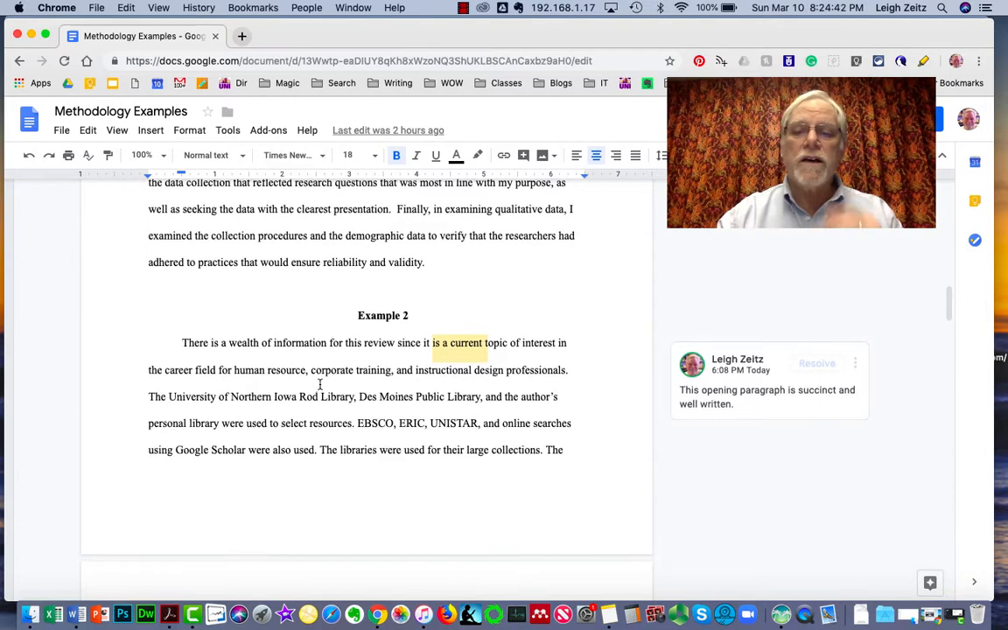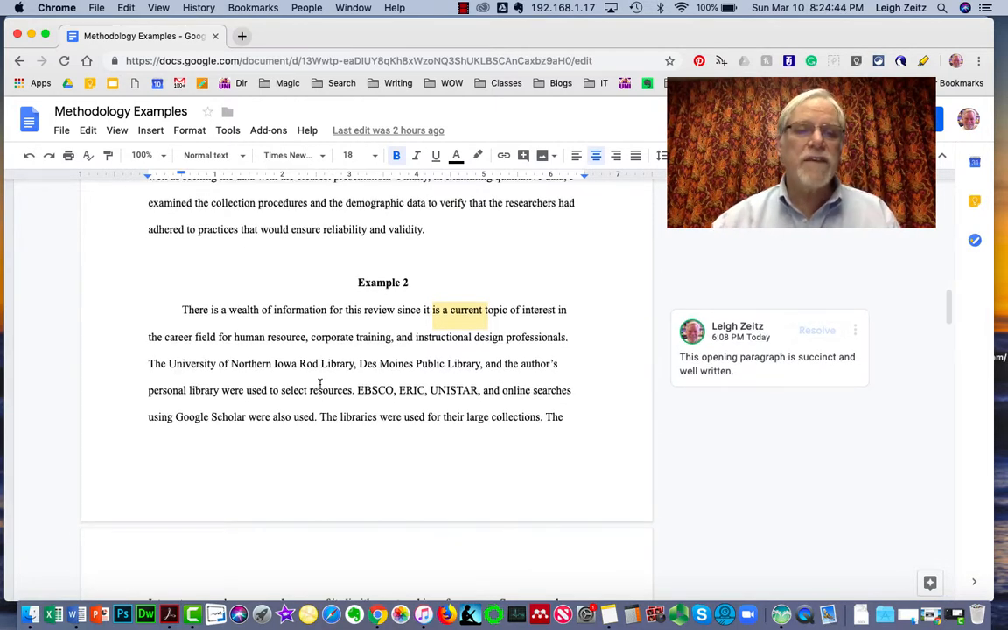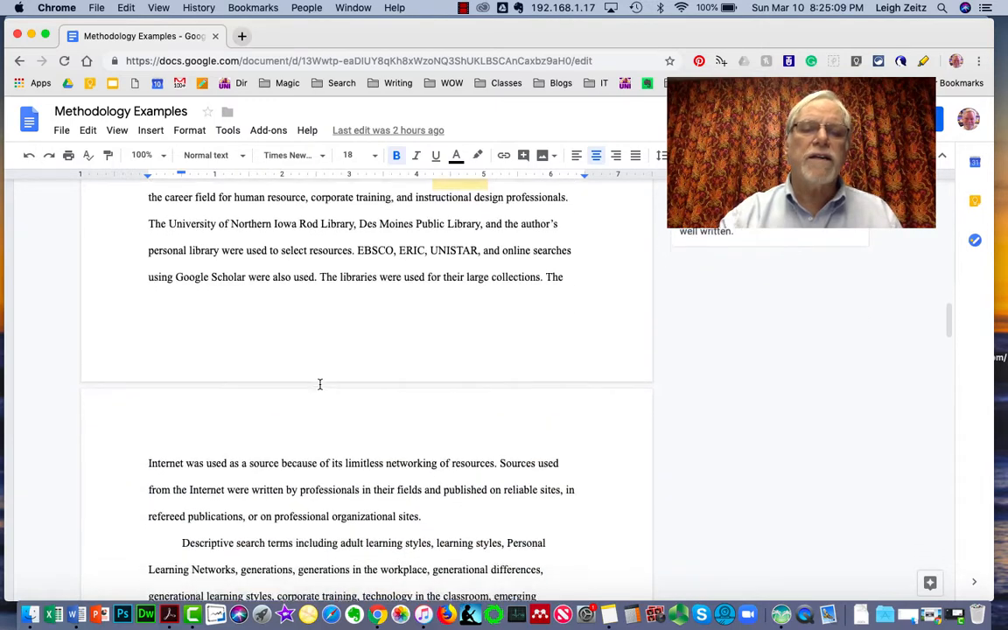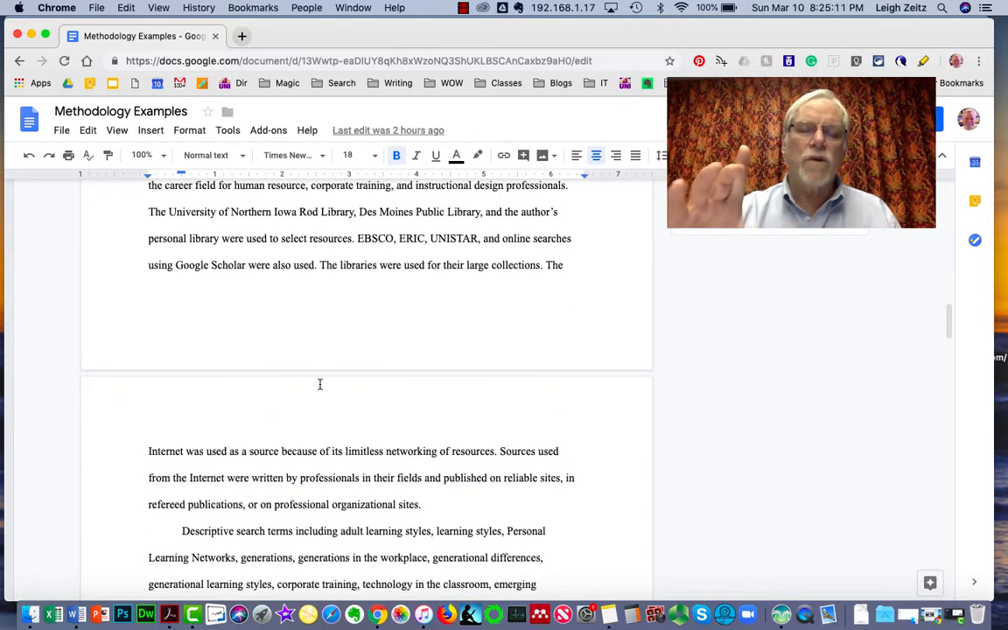If we take a look at this one, this opening paragraph is succinct. There's a wealth of information for this review since it is a current topic of interest in the career field of human resource, corporate training, and instructional design professionals. And they said the University of Northern Iowa Rod Library, Des Moines Public Library, and Author's Personal Library were used to select resources. EBSCO, ERIC, Unistar. In other words, it went through and explained what they used for the research. You notice it's just a single paragraph, very useful.